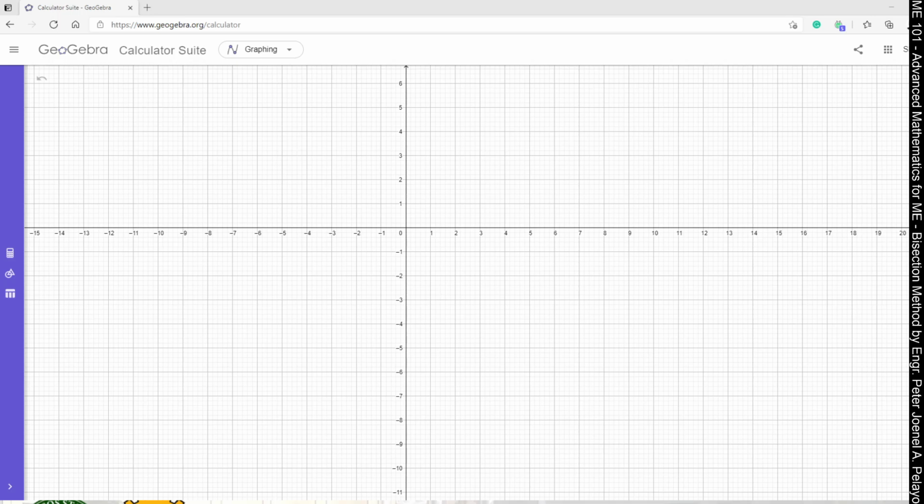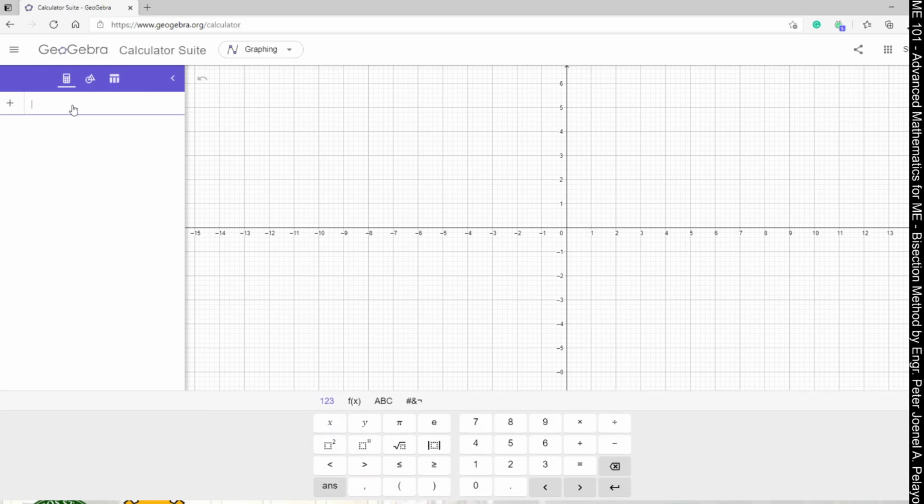Ito yung gamit ko kasi, GeoGebra calculator suite. So, ito lang yung website na www.geogebra.org/calculator. Pero hindi ko naman sinasabing ito palagi gagamitin nyo. Ito lang yung para sa akin is reliable na. Okay? So, enter lang natin yung function. So, f of x. Enter lang natin siya doon. f of x is equal to 3x squared.